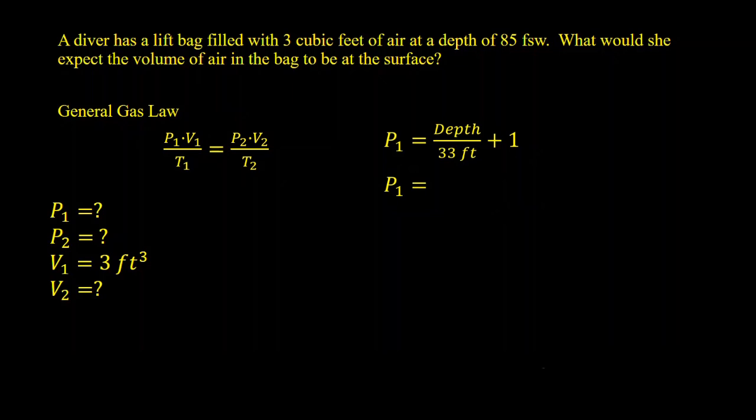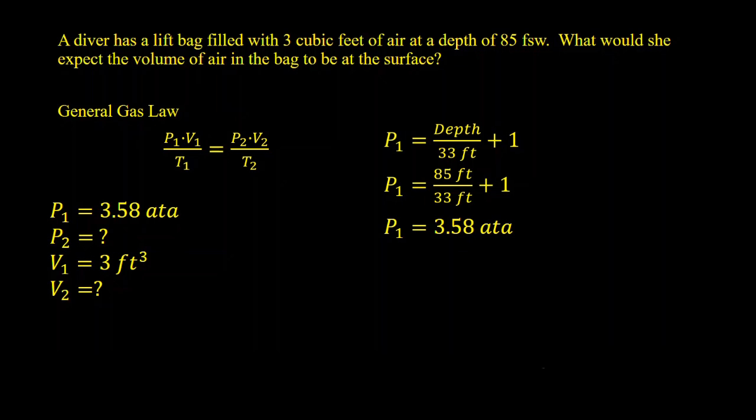So for the pressure at depth, we're going to have 85 feet over 33 feet plus 1 atmosphere. We line up the units because those are going to cancel. That's good. We don't want feet in our pressure. We want it to just be atmosphere. The units cancel so we know we're doing something correctly. This will come out to be 3.58 atmospheres. So P1 is 3.58 atmospheres.